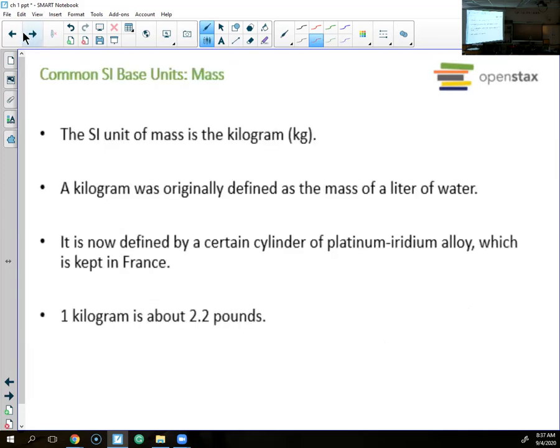Kilogram, its original definition was the mass of 1 liter of water. They relate to each other pretty nice. Now this is actually out of date because just 2 years ago they changed the way they do this, but whatever. It's now defined as a certain cylinder of platinum iridium alloy which is kept in France.